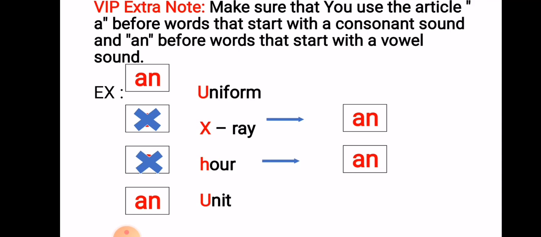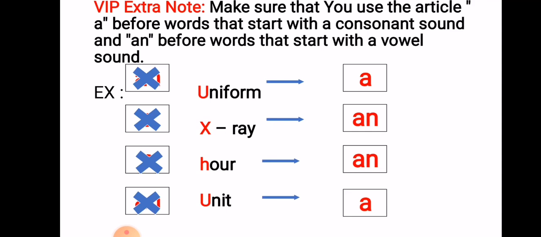So, I will show you an example. Our first example here is uniform. Very good. However, our starting letter here is letter U, but actually it doesn't sound like a vowel. So, we will not use an. We will use a. And here, finally, this word is unit. However, our starting letter here is letter U, which is one of our vowels, but we will not use an because our starting letter doesn't sound like a vowel. Super. So, we will use a unit.